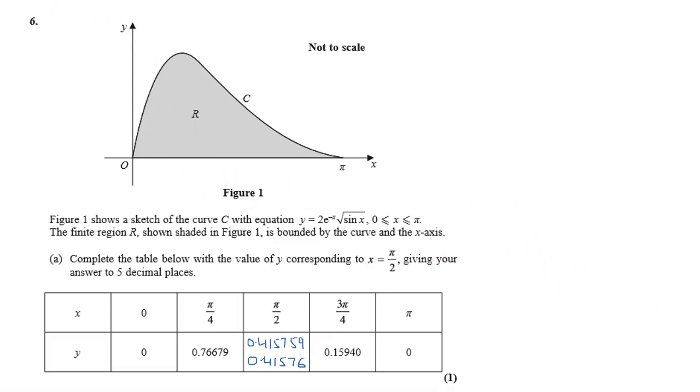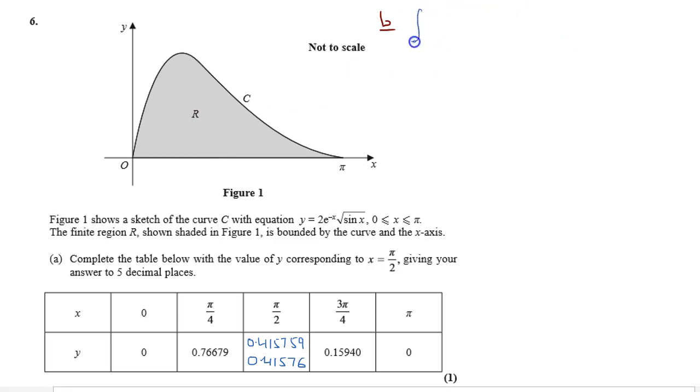Now part B says use trapezium rule with all the values of y in the completed table. With these values, find the estimate of the area of the region R. We have to find this area.